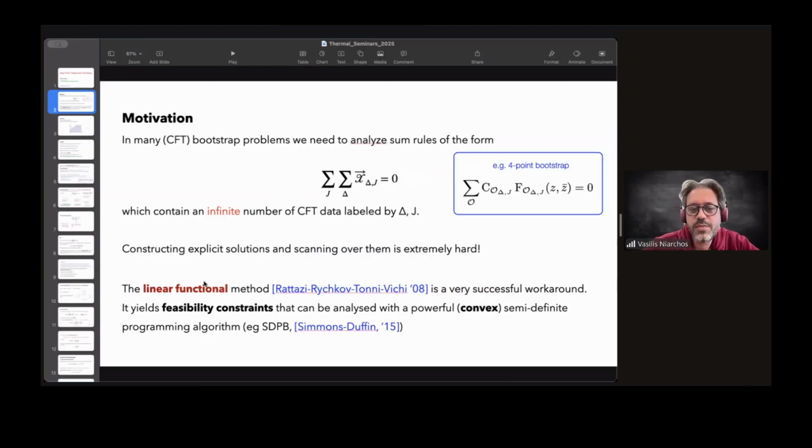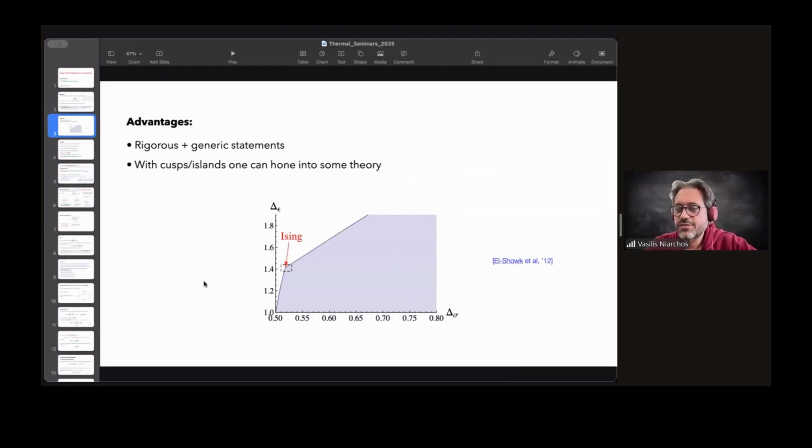So the linear functional method by Rattazzi, Rychkov, Tonni, and Vichi in 2008 bypassed this problem. It's a very successful workaround. It yields feasibility constraints that can be analyzed with a powerful convex semi-definite programming algorithm like SDPB. And we all know the advantages of this method. It has been very successful. It has produced very nice results. It is rigorous. It produces generic statements about CFTs.